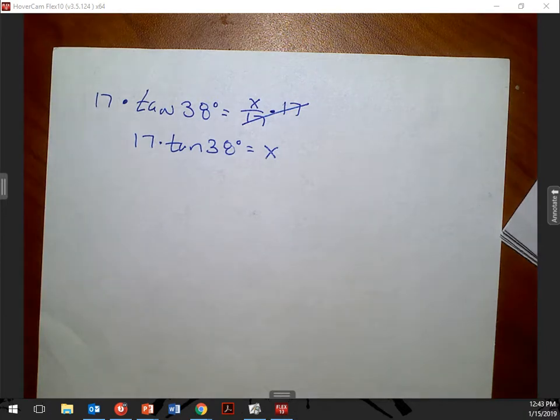Now, is x by itself? Yes, it is. It's all by itself on the right-hand side. Once you get to that point, we could actually plug it into our handy-dandy calculator.